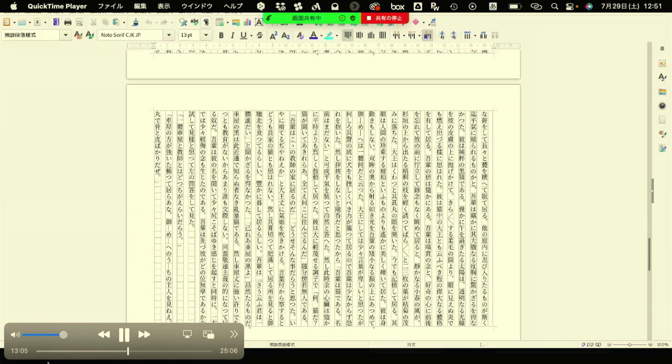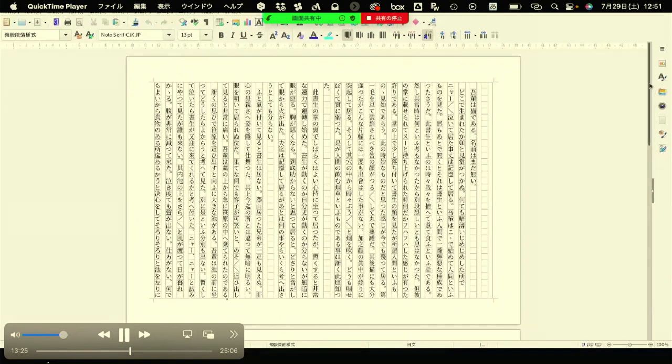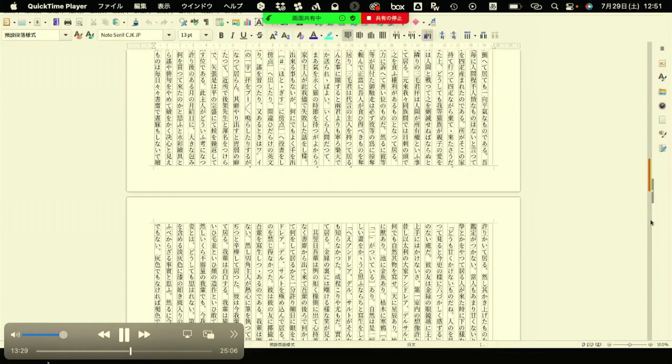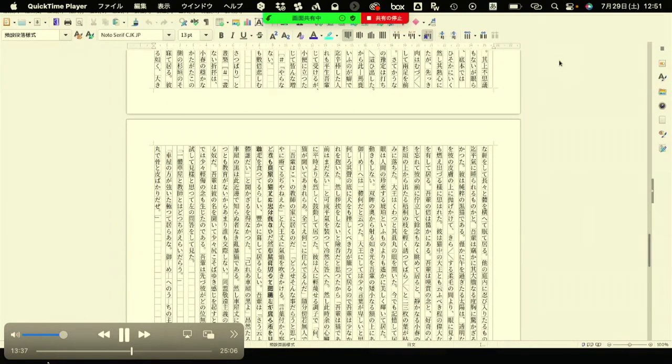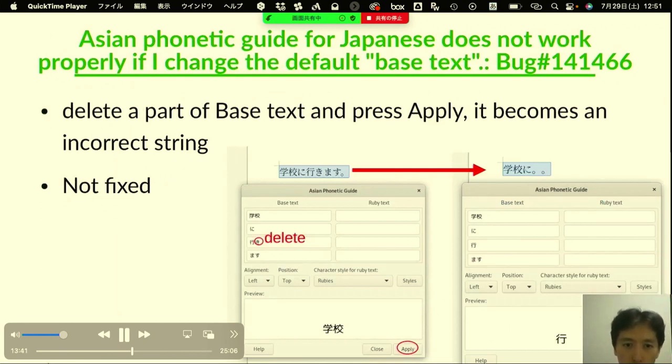And re-click, no problem, but then close, and reopen. After checking, it's overlapping. And this is also an Asian phonetic guide problem. Last year I talked about this issue, but now it's not fixed. Yeah. This is also when the base text is deleted, and also a broken text problem.